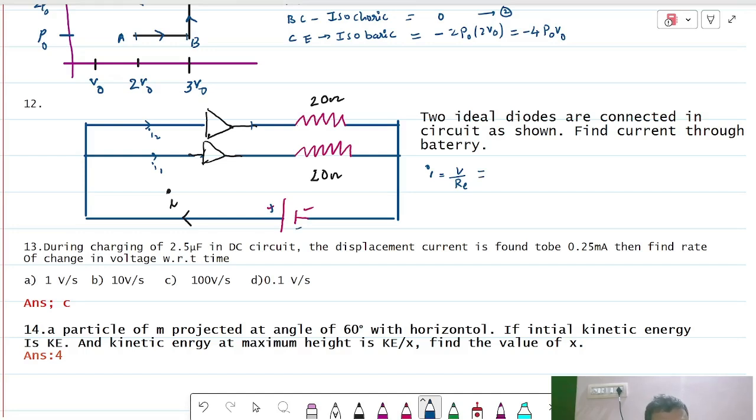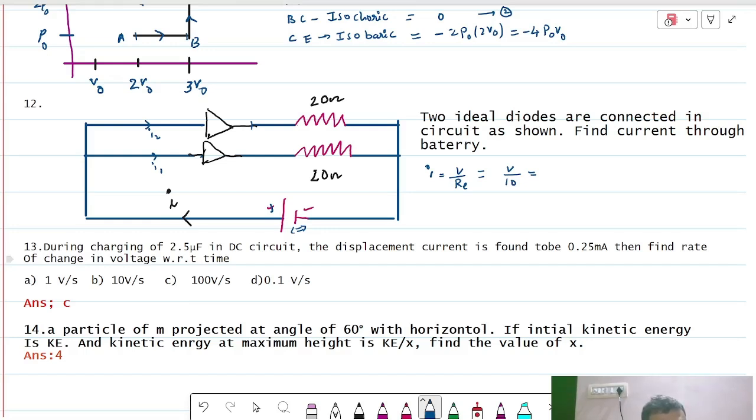Here V is not given. I think I forgot to copy this. So if V is given, then V by R effective, R by 2, 10 will come. So based on that we can write this answer. Right, here V is not given, but from that we will get the answer.